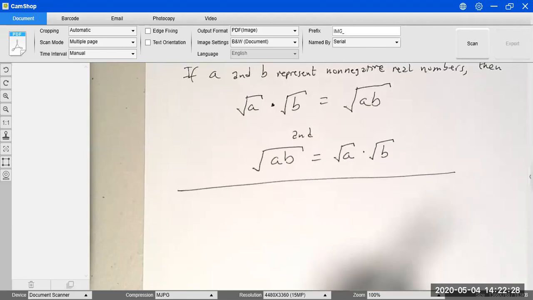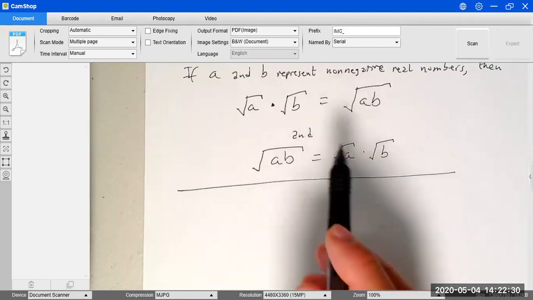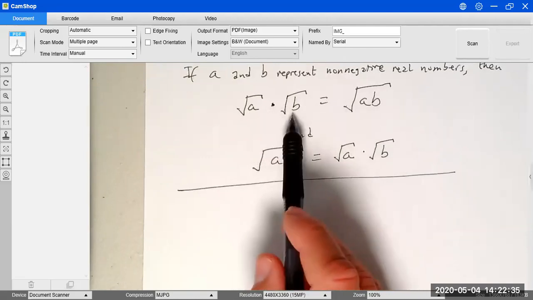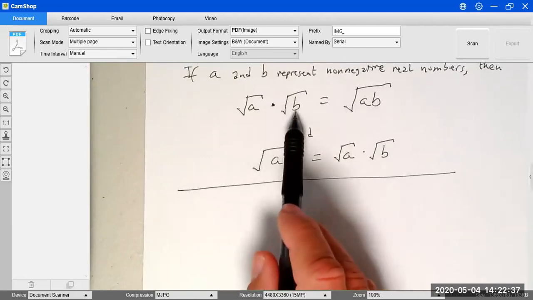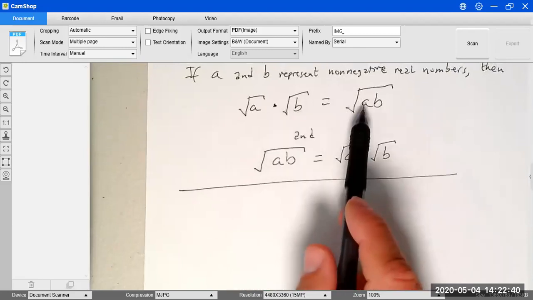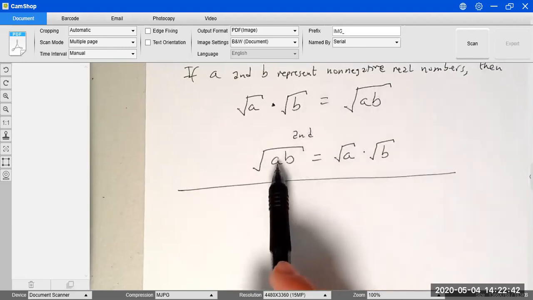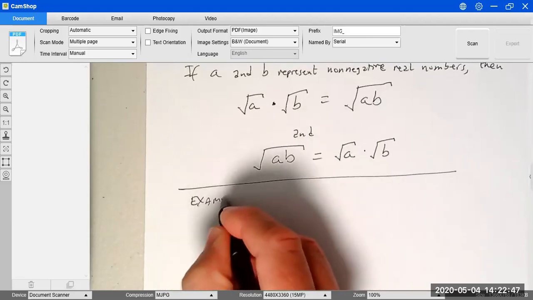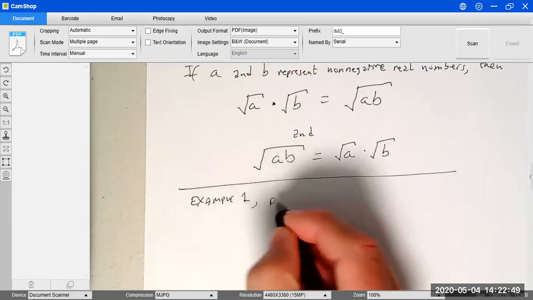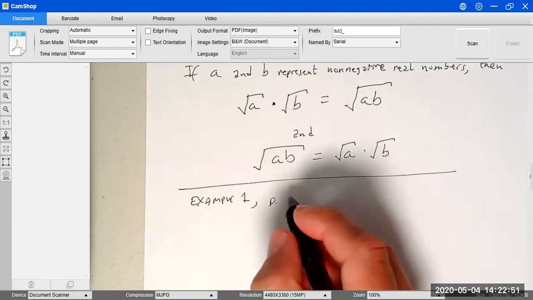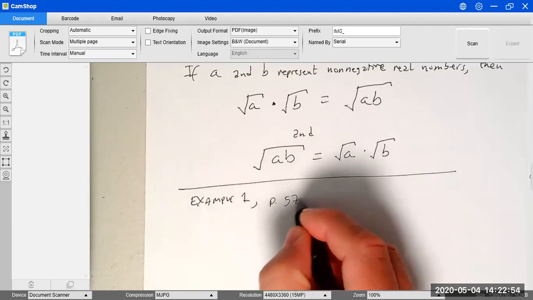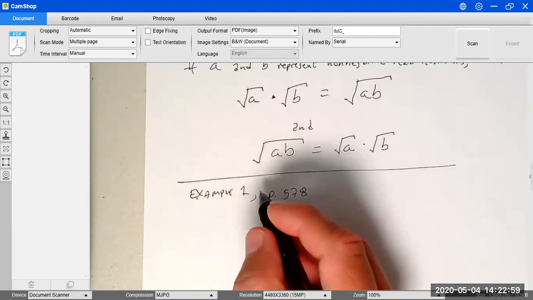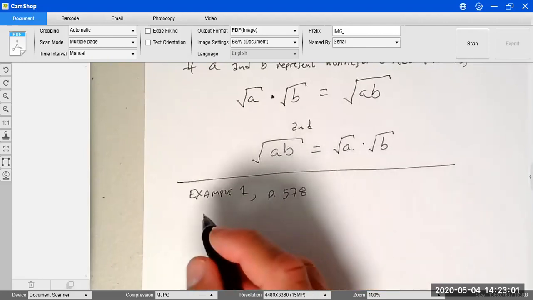Now, the only thing that I need you to become familiar with is this operation, multiplying two radicals, meaning that you're going to multiply the radicands and put the result under the same radical, and vice versa. So let's start with example 1, which is on page 578. And we're going to use the product rule for square root, so find each product.